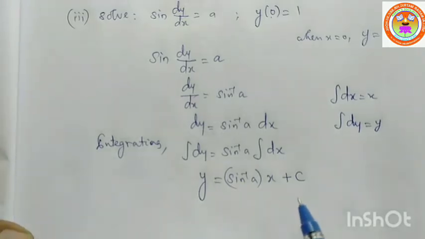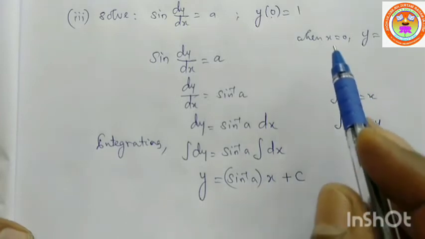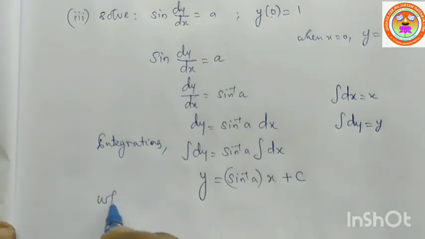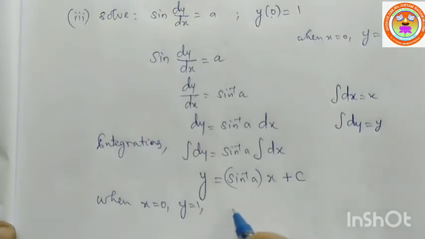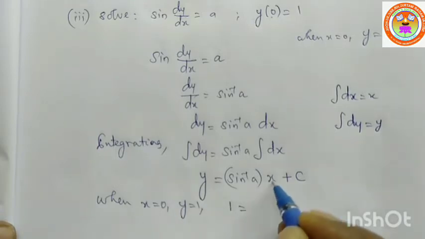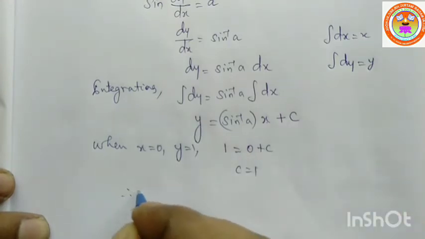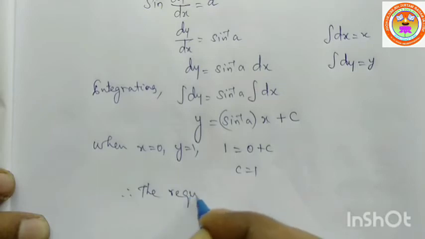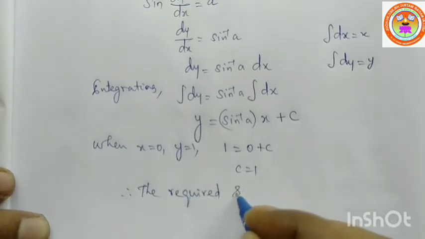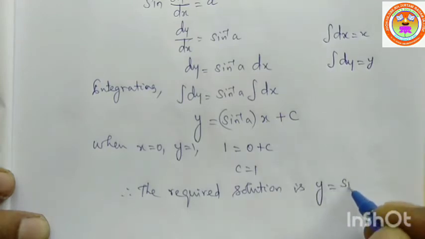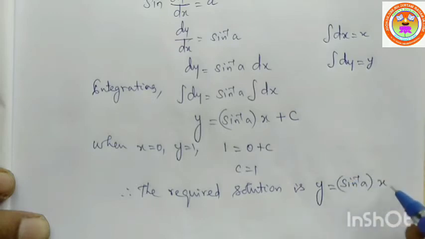Now, for finding the unknown c, it is given that when x is equal to 0, y is equal to 1. So it will become 1 is equal to sine inverse of a into 0, which is 0, so 0 plus c. That means c is equal to 1. Apply the value of c here. Therefore, the required solution is y is equal to sine inverse of a into x plus 1.